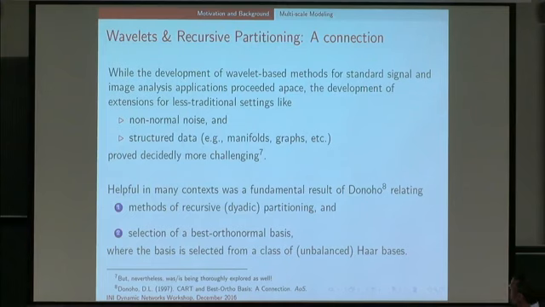There were a couple of people who pushed a different agenda. One of them was a seminal paper of Dave Donoho in '97, where the title sort of belies the impact that it can have. It says CART and best ortho basis, so CART being regression trees, right, and best orthonormal bases.